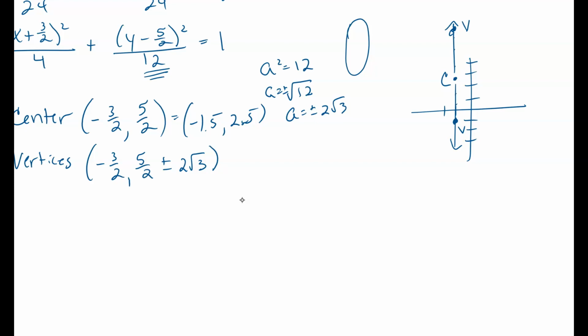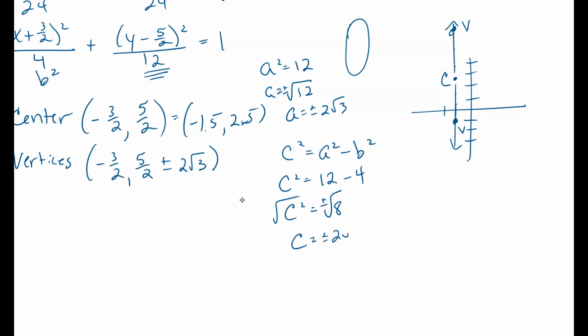c is always with the focus, with the parabola as well. And we've got to remember c squared equals a squared minus b squared. Well, remember this is b squared, 4 is. So we go, okay, c squared equals 12 minus 4. So c squared equals 8. We take the square root of it, and c is equal to plus or minus 2 root 2.